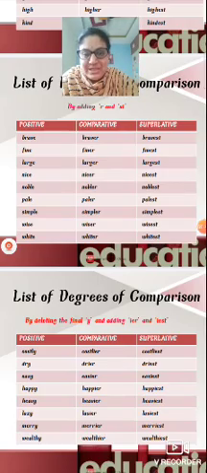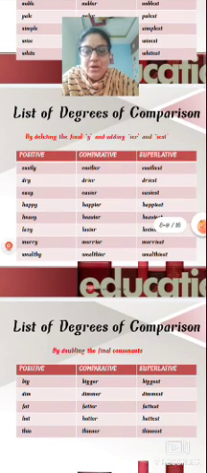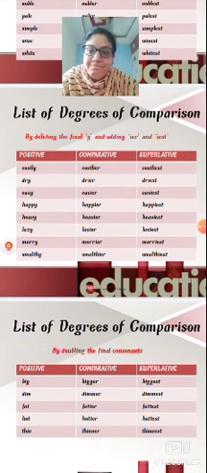So, adding the R and also the ST when the word is ending with the E. And you also have the next list here. So what is that list? See here, by deleting the final Y and adding IER and IEST. Whatever the word may be, it is ending with the Y, so it remains as it is in the positive, but when you take the comparative and the superlative, you will remove the Y, and then you will add the IER and also IEST in the superlative.